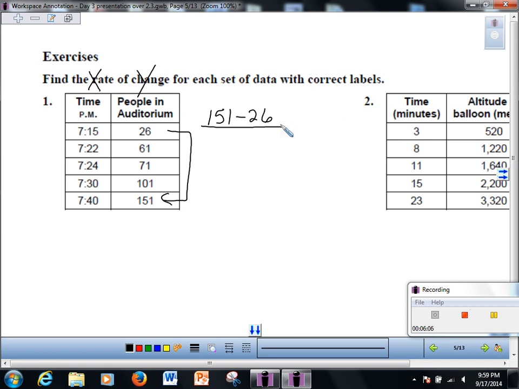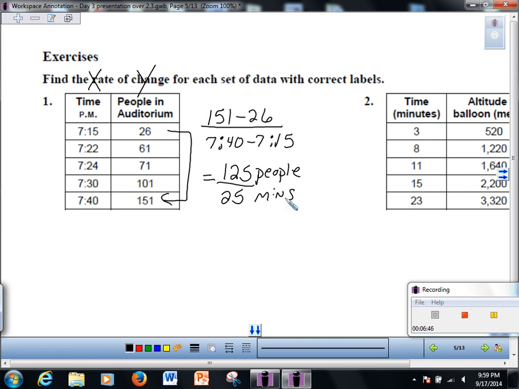In what time frame did that happen? It happened from 7:40 to 7:15. I could also write this as 26 minus 151 over 7:15 minus 7:40. But I'm going to get in the habit of going the second minus the first. So here's what I got. 151 minus 26. I've got 125 people over 740 minus 715 is 25 minutes.